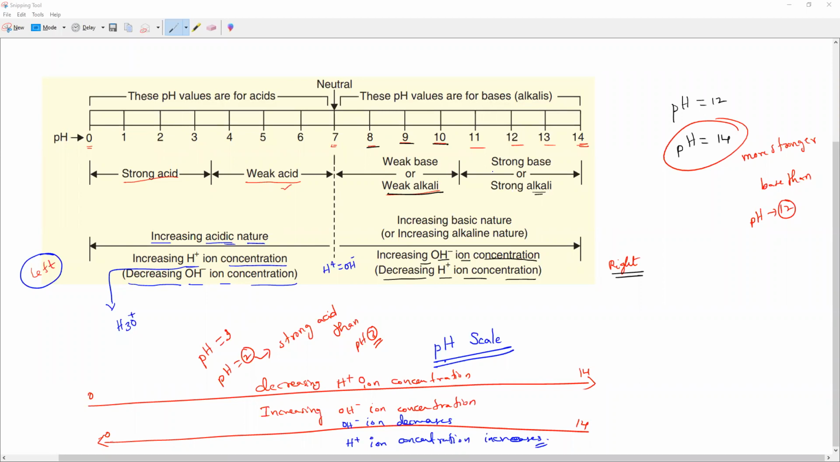So finally, only 3 things you remember. pH less than 7, we call it acid. pH equal to 7, neutral. And pH greater than 7, we call bases.